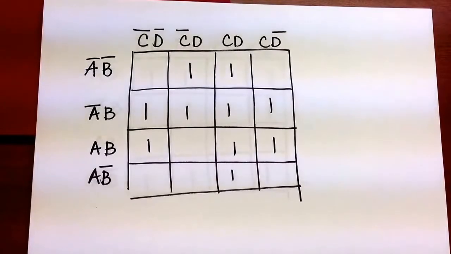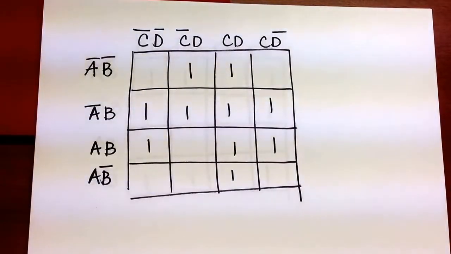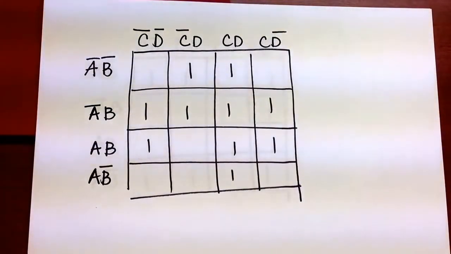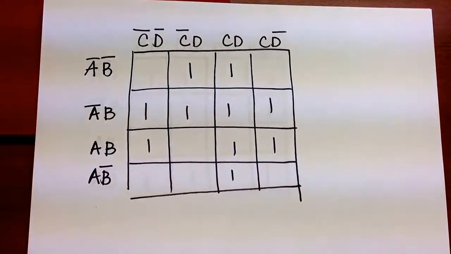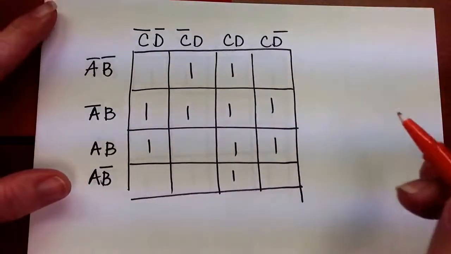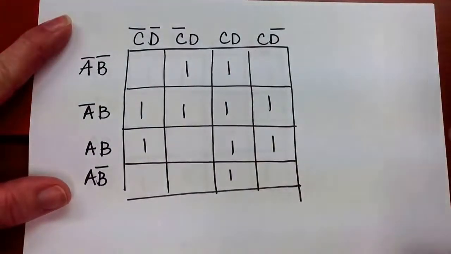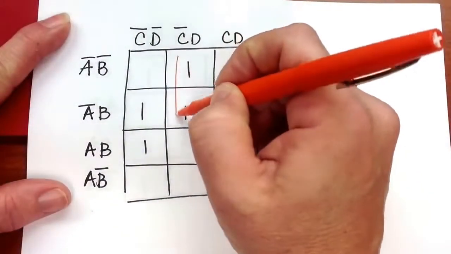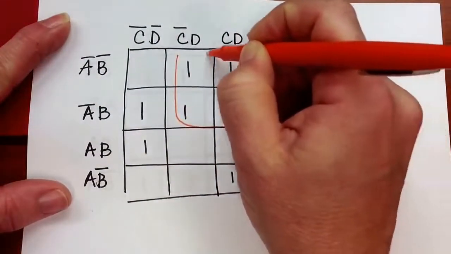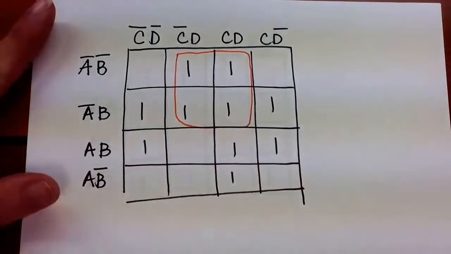I don't have any 8s. I don't have any isolated or any 16 either. But there are a lot of variations of 4 here. So I'm going to use a couple of different colored pens to show you maybe how some of that works. So here's a group of 4 that I see immediately.